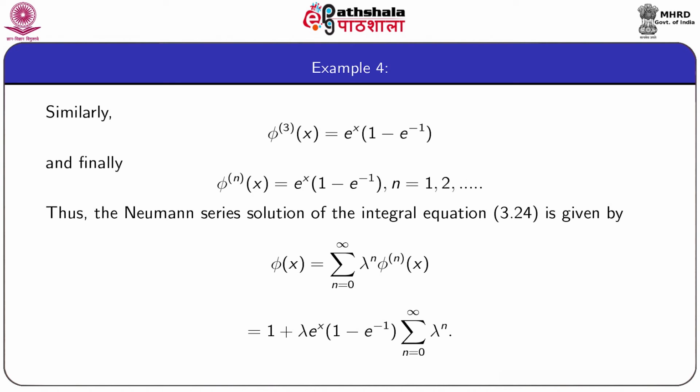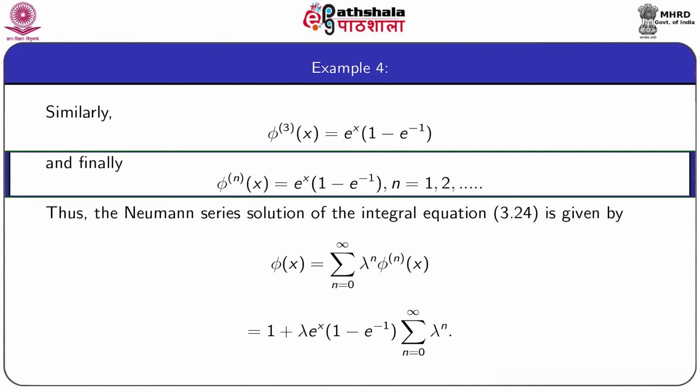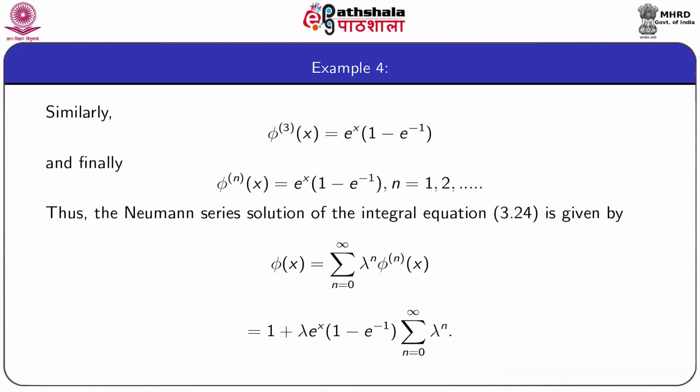So if I continue in a similar way, we get φ³(x) is equal to e^x times (1 − e⁻¹), and finally φⁿ(x) has the same value e^x (1 − e⁻¹) for n running from 1 to infinity.